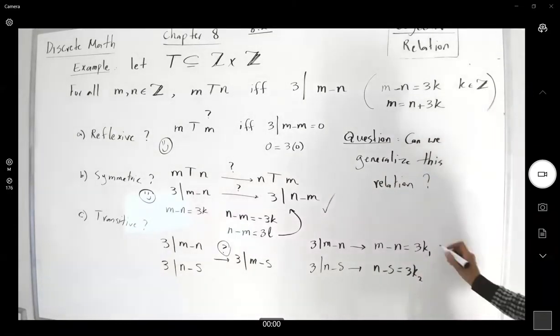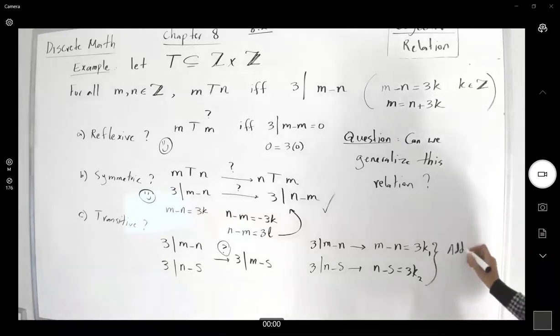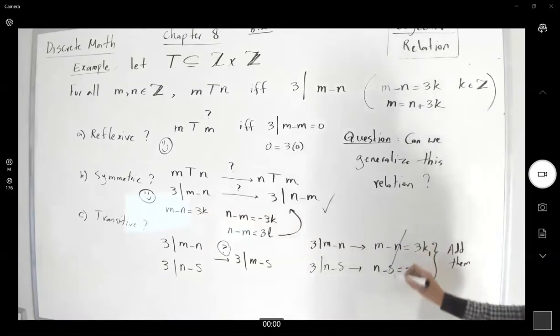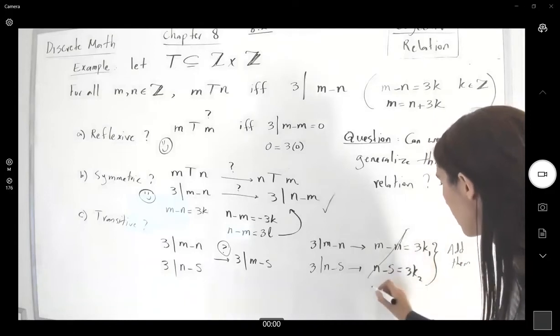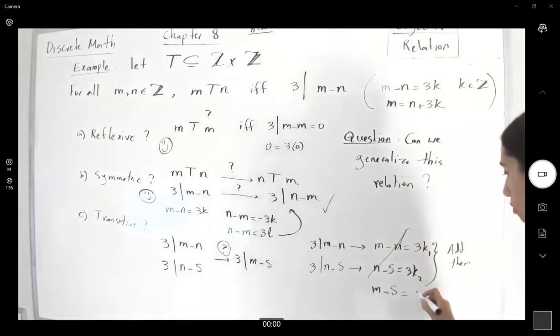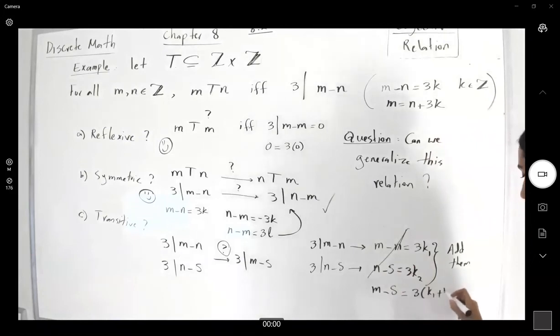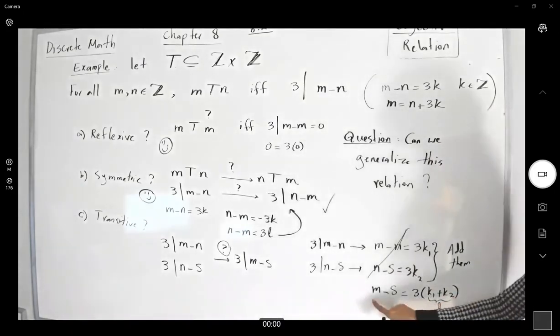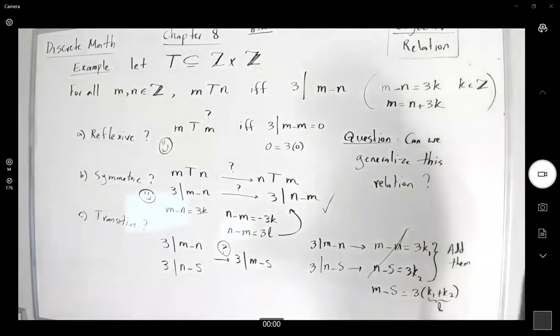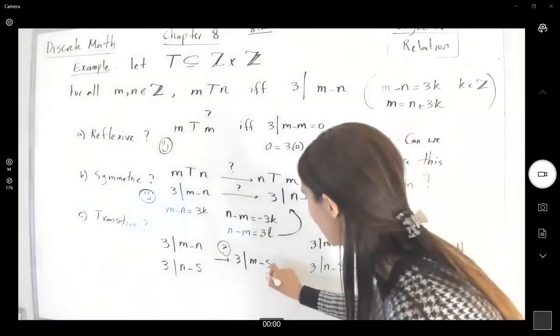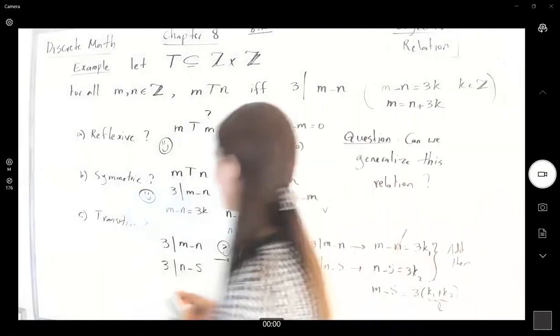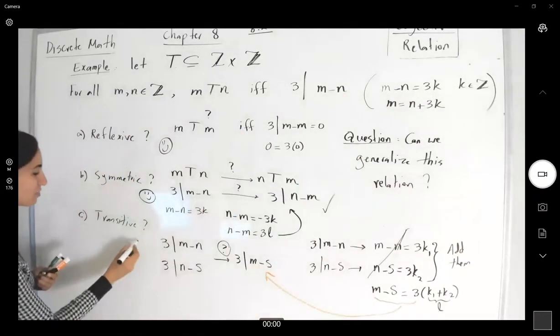Well, now I just say add these. If you add these, you can cancel out negative N and N. What's left? You have M minus S, which is equal to 3 times k1 plus k2. This can be called L. 3 divides M minus S. So here we have 3 divides M minus S. So it is transitive as well.